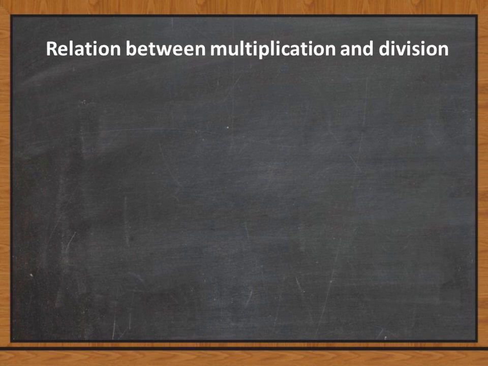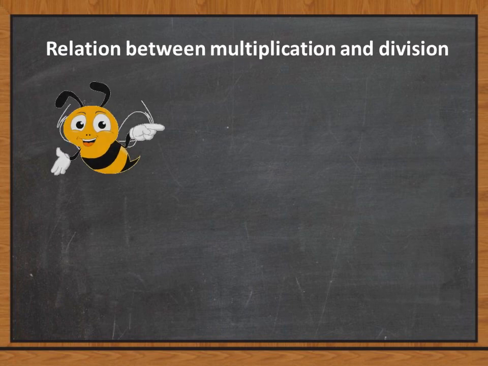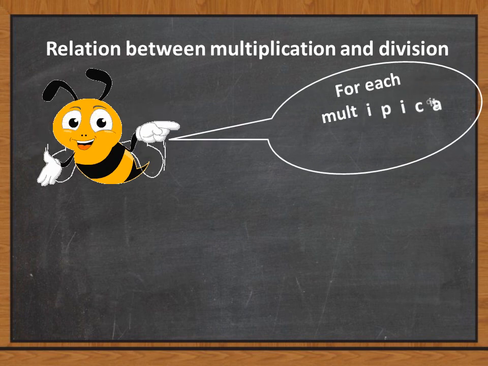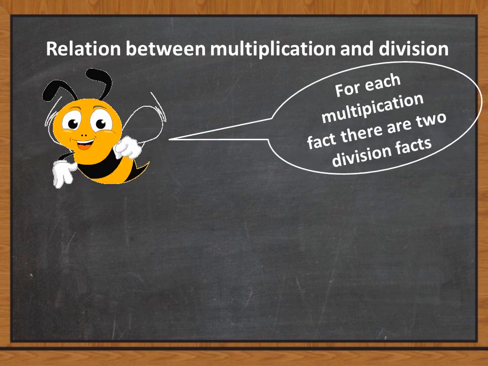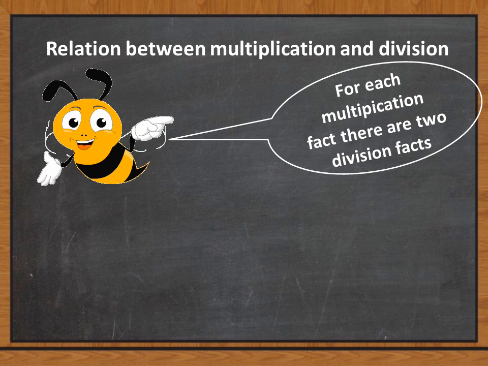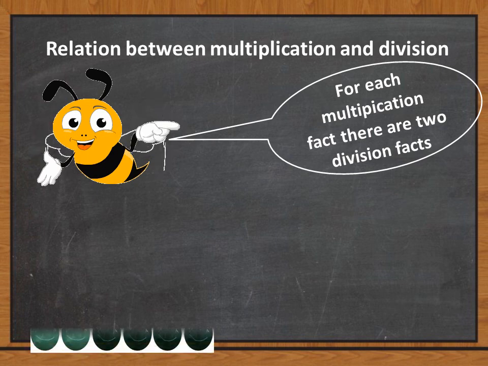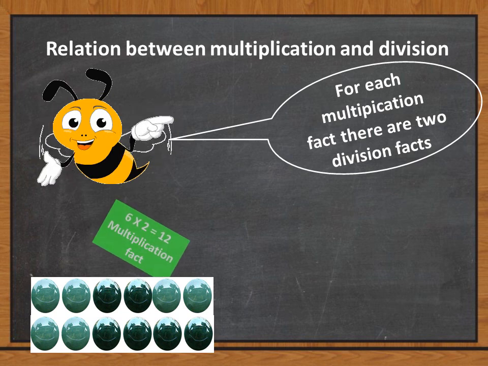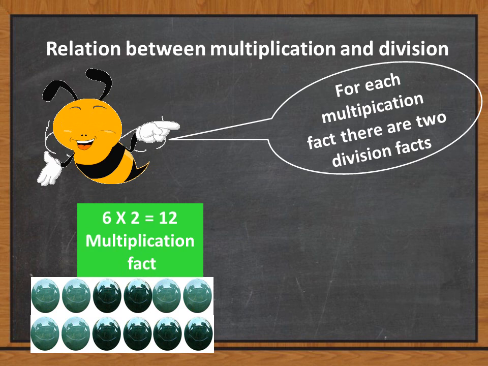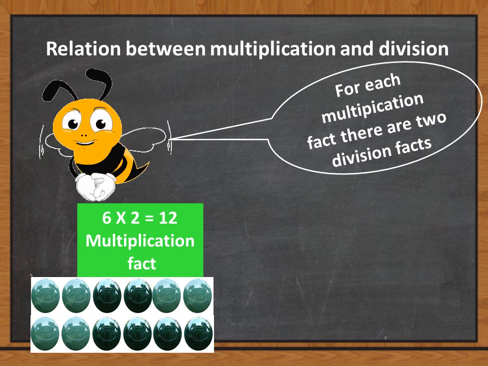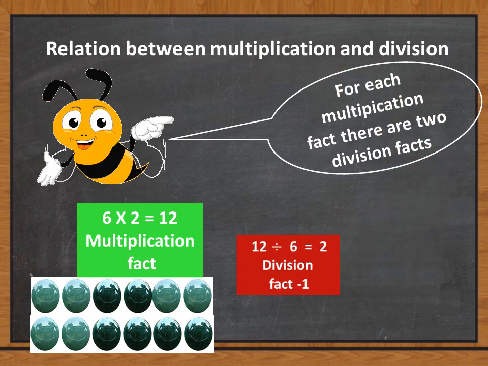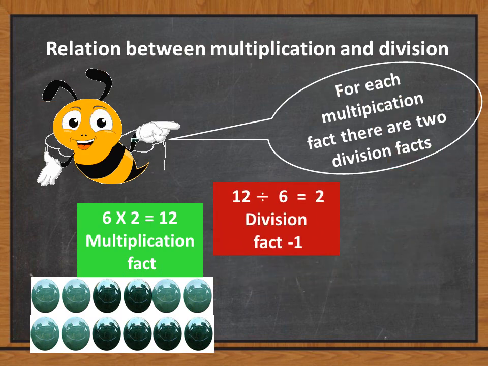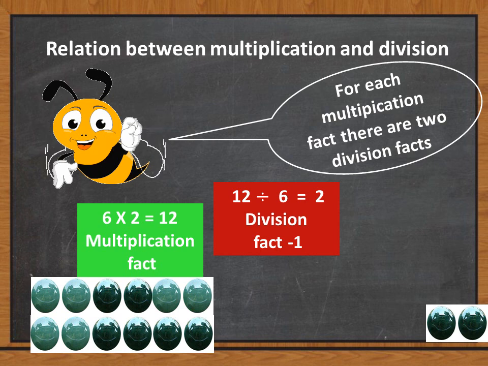Relation between multiplication and division. For each multiplication fact, there are 2 division facts. Let us observe the example. Here we have 6 beads in 2 rows. That means 6 into 2, that equals to total 12 beads we have. This is multiplication fact.